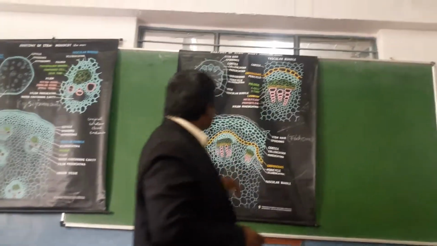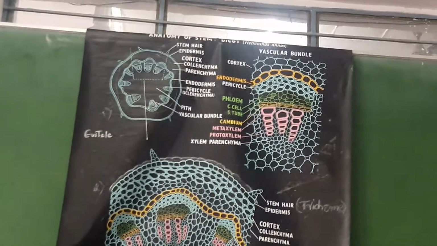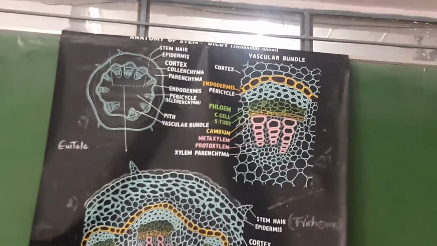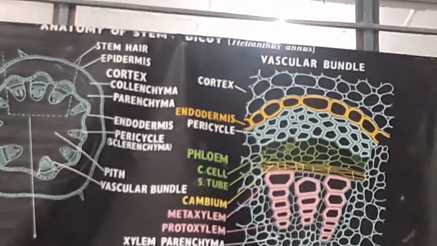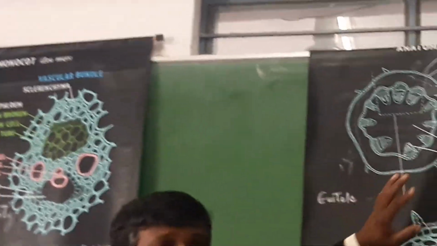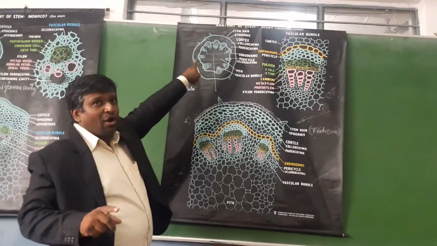Now we go for the next one, very important, that is the transverse section of a dicot stem, the anatomy of the dicot stem. Here the example that we have taken is Helianthus annuus. What was the example for monocot? Zea mays, or maize.